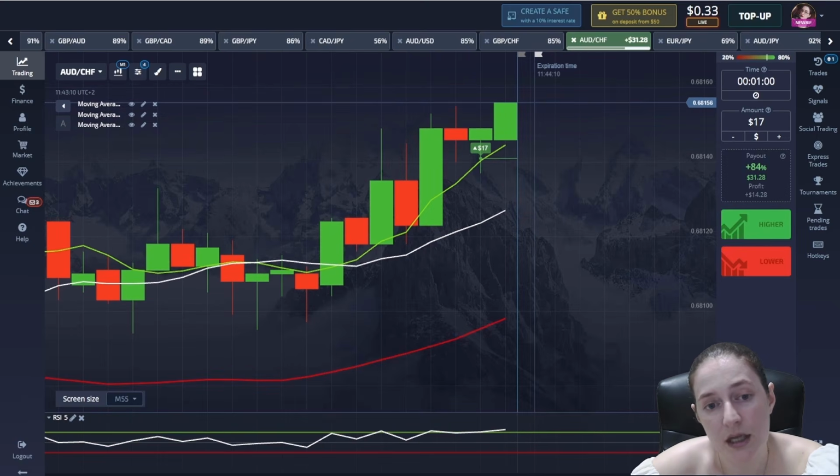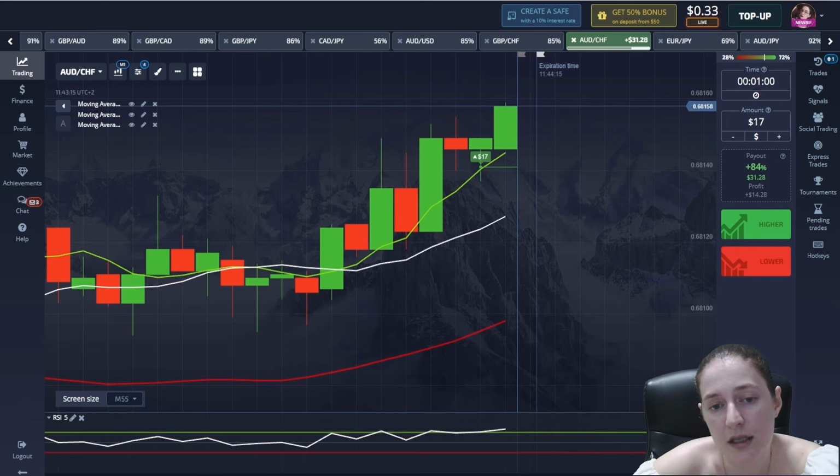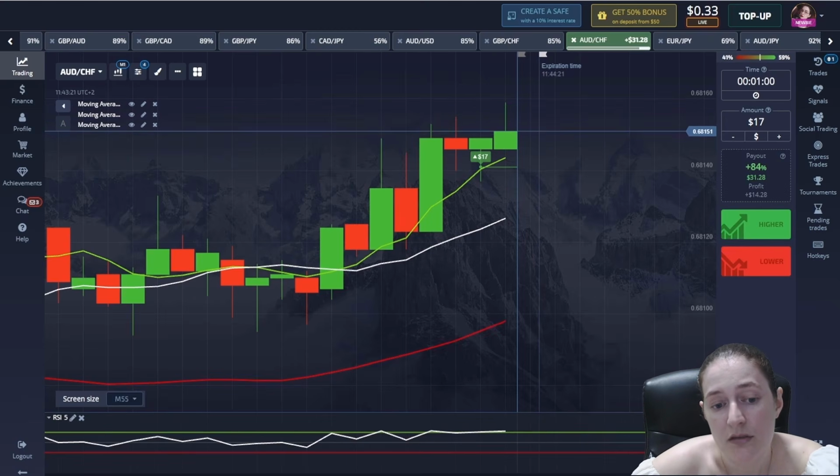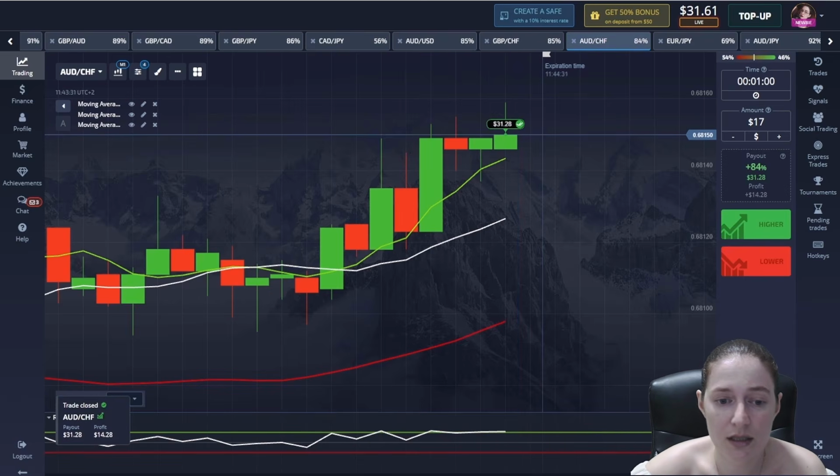And one of the highlights is the strong big green candle. This is an indication that the purchases are getting stronger from time to time. And I think everything is going in a perfect way. Another win, great.